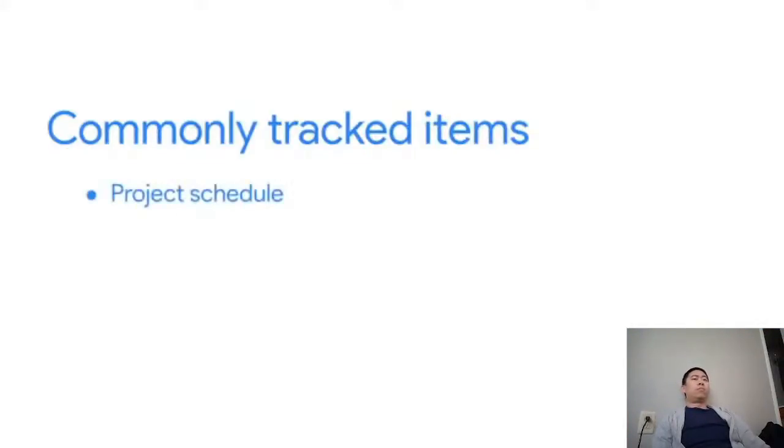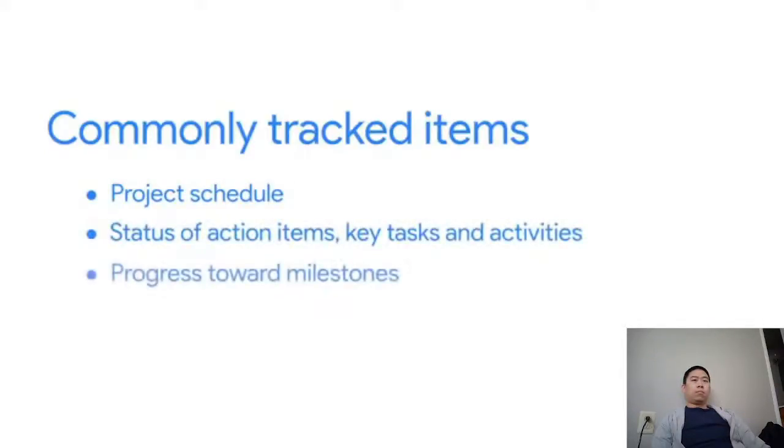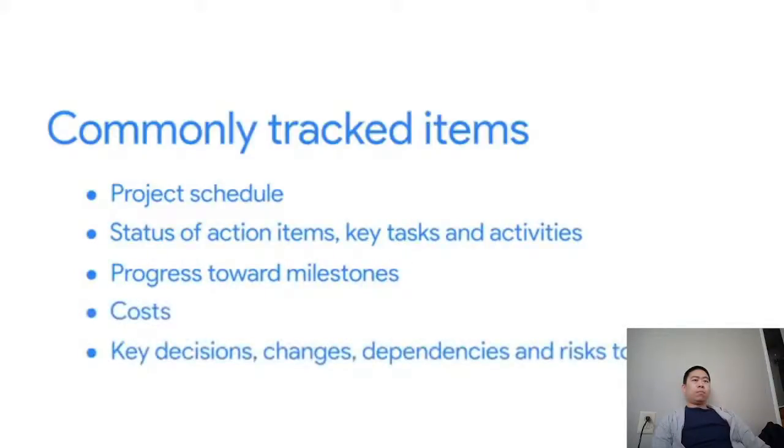To recap, the items that are helpful to track throughout the project execution phase include the project schedule, which contains the key tasks and activities, the status of action items, progress toward milestones, costs, and key decisions and changes. There are many moving parts to be aware of once a project is underway. Tracking them closely benefits you and your team as you head toward the project goal. I've taken you through an introduction to tracking, and coming up, we'll discuss project management tools and templates you can use to track project activities. Meet me in the next video to expand your toolkit.